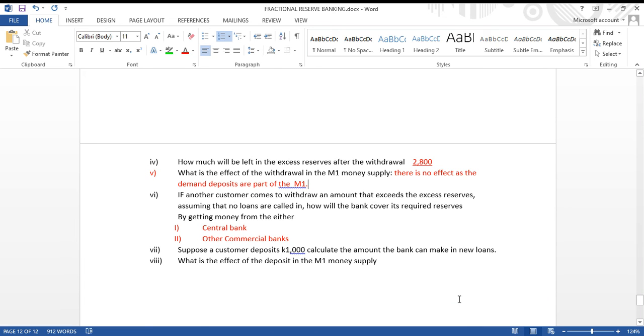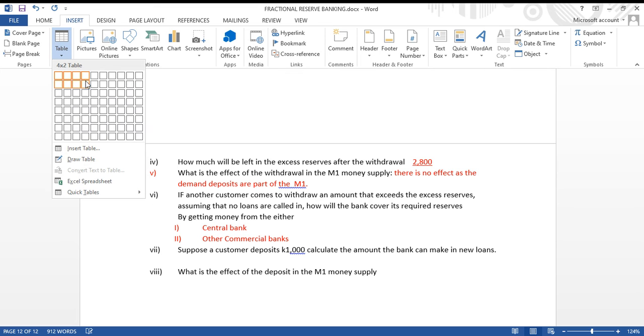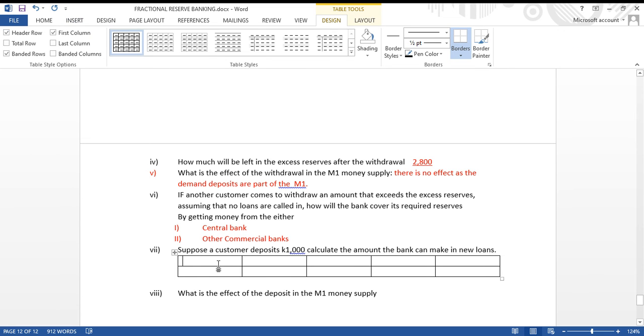Suppose a customer deposits 1,000, calculate the amount the bank can make in new loans. Okay, so the customer deposits 1,000. We'll put this effect in that T account, but I just want us to hone in on this transaction here. The customer deposits 1,000. The required reserve ratio is 10%.